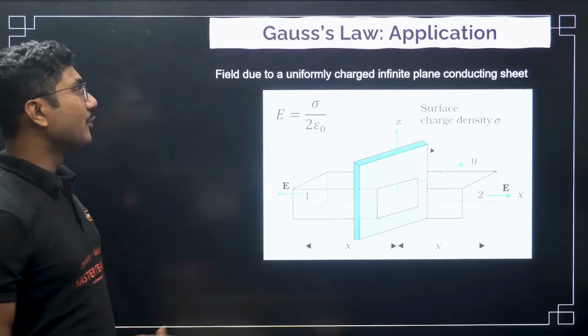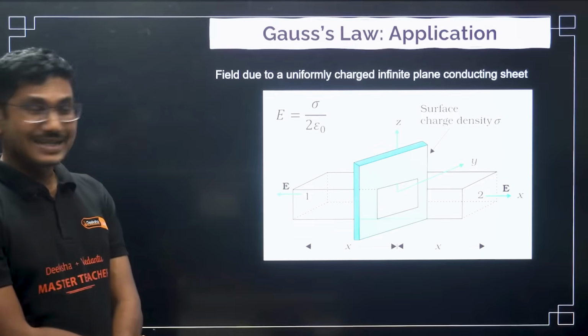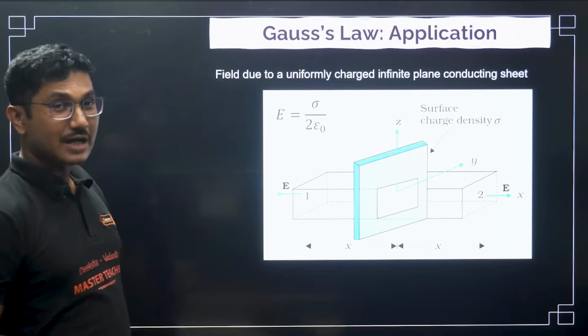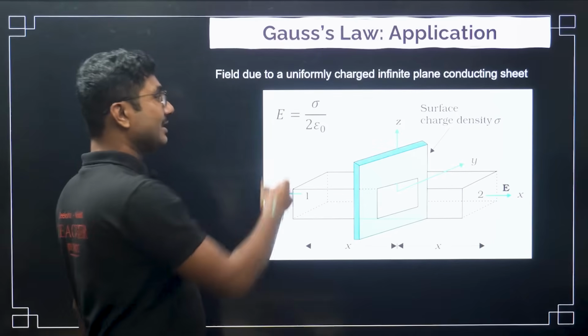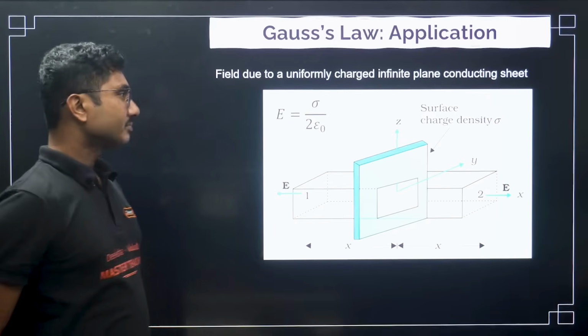Next is the field due to a uniformly charged infinite plane conducting sheet. If it is a uniformly charged plane conducting sheet, the electric field is given by sigma by 2 epsilon naught.